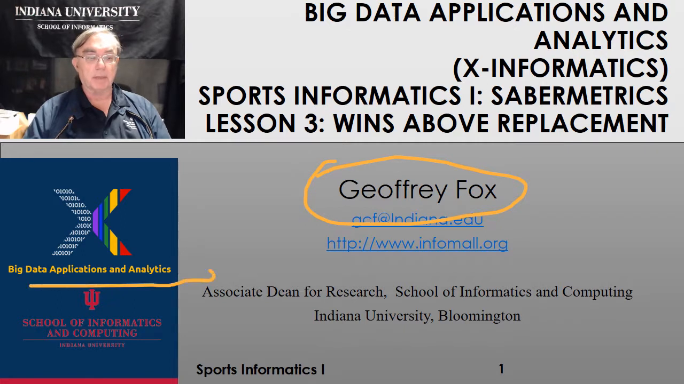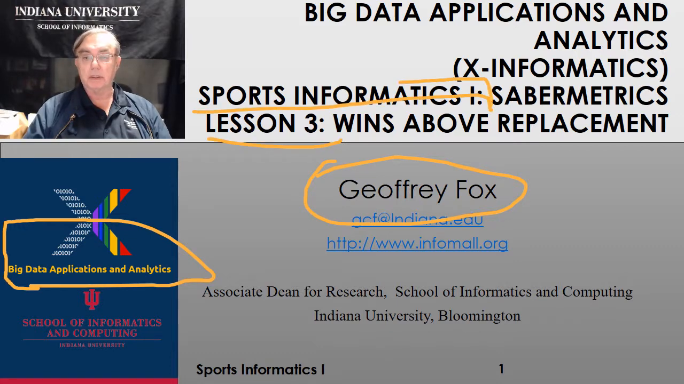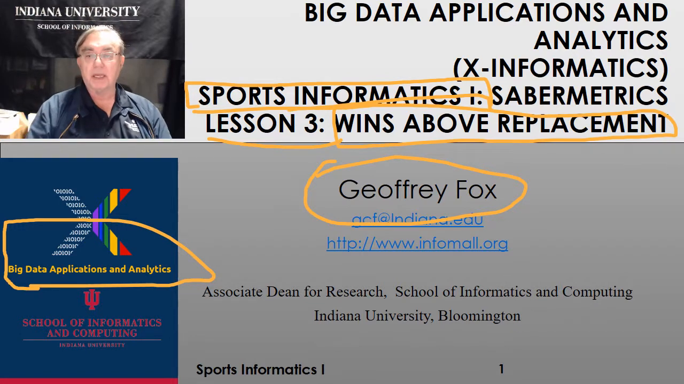It's the Big Data Applications and Analytics course, part of the Data Science curriculum. We're on lesson 3 of the first unit in the sports informatics or sports analytics section. And we're going to deal with a specific issue in sabermetrics, namely the concept of wins above replacement, which is a nice example of how a rather complex, semi-empirical, I should say, because it's based on baseball wisdom, formula allows you to make predictions which are non-trivial.